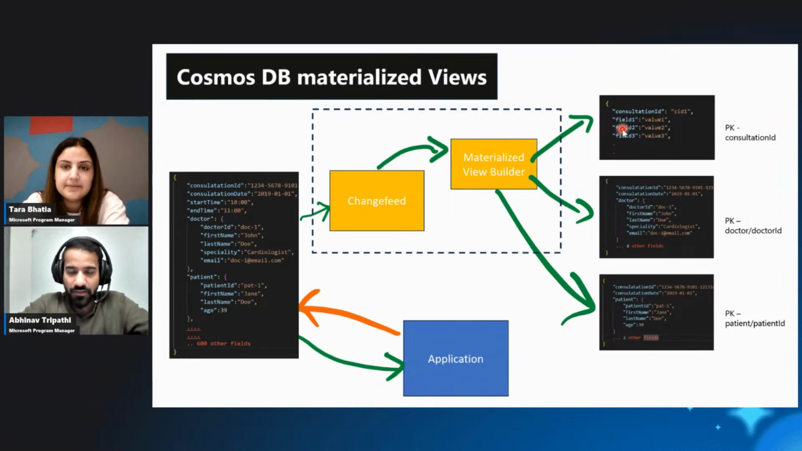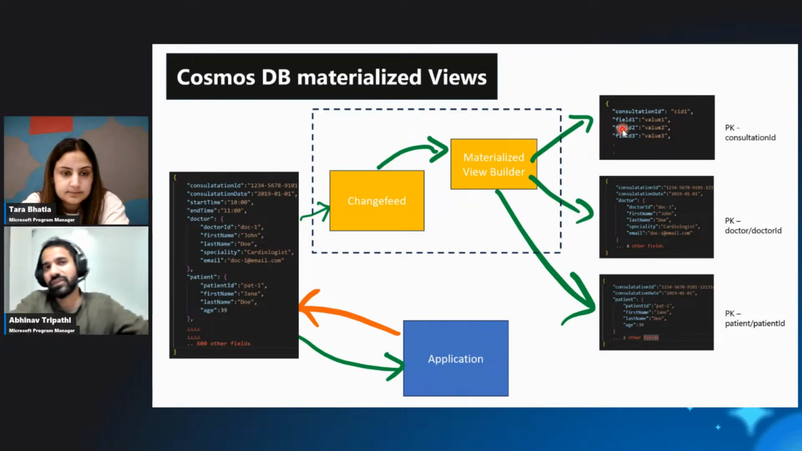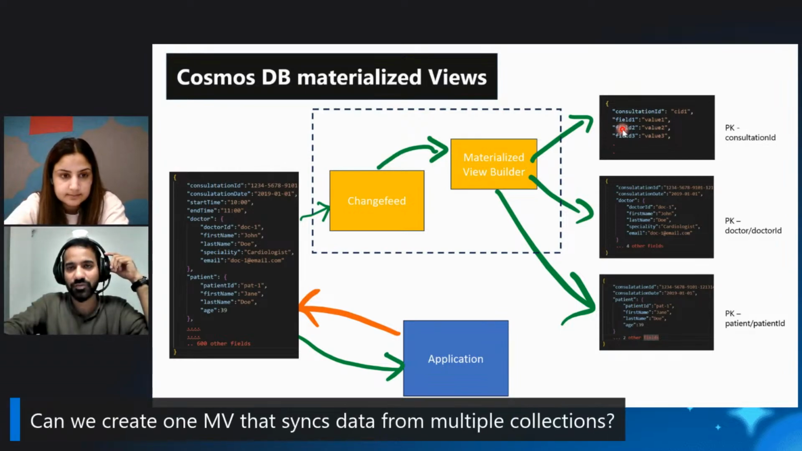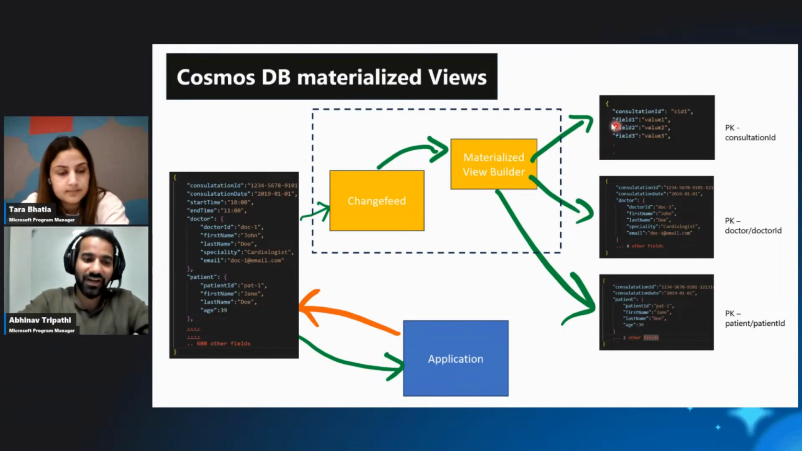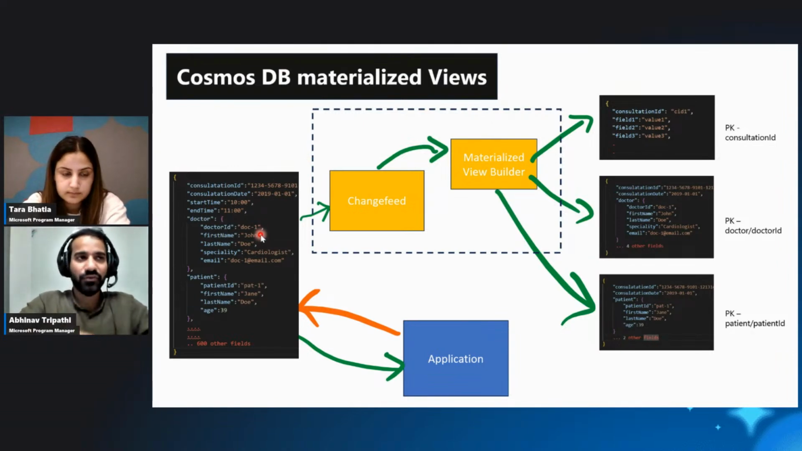Okay, that makes sense. Would it be possible to create one materialized view which would sync data from multiple collections? That is not possible, and we have consciously not implemented that feature because that is kind of an anti-pattern. It is akin to joins, basically. So right now we support a single source collection, and on a source collection we can create multiple materialized view collections.